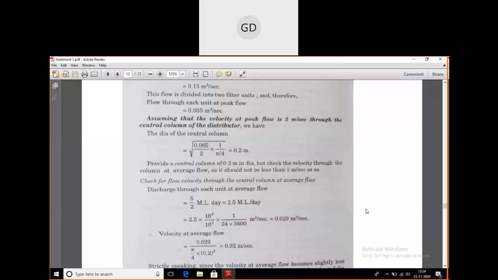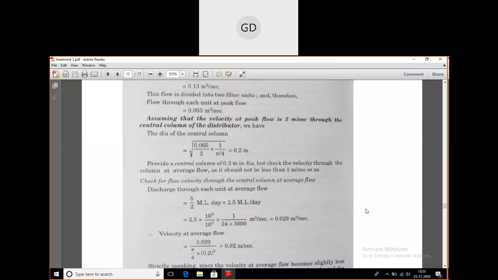What is the velocity at peak flow? It is taken here to be 2 meter per second. So 2 meter per second is the velocity of flow coming through the central column of the distributor. Now we have to find out the diameter of the central column.